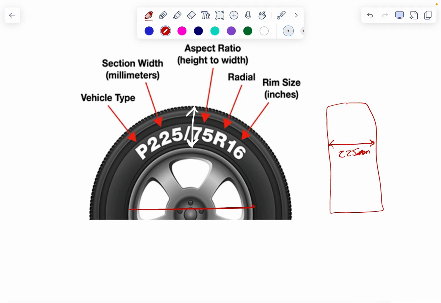This diameter here is 16, and that's measured in inches. So you see the unit combination of millimeters and inches. It's weird.